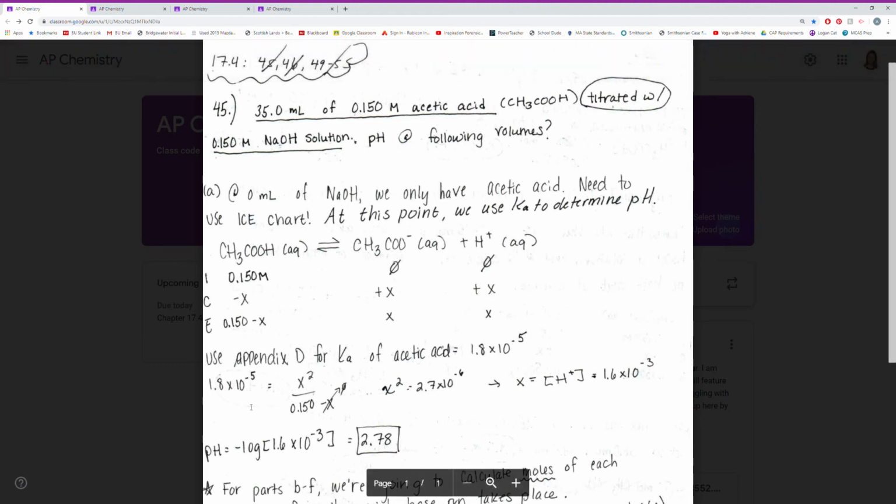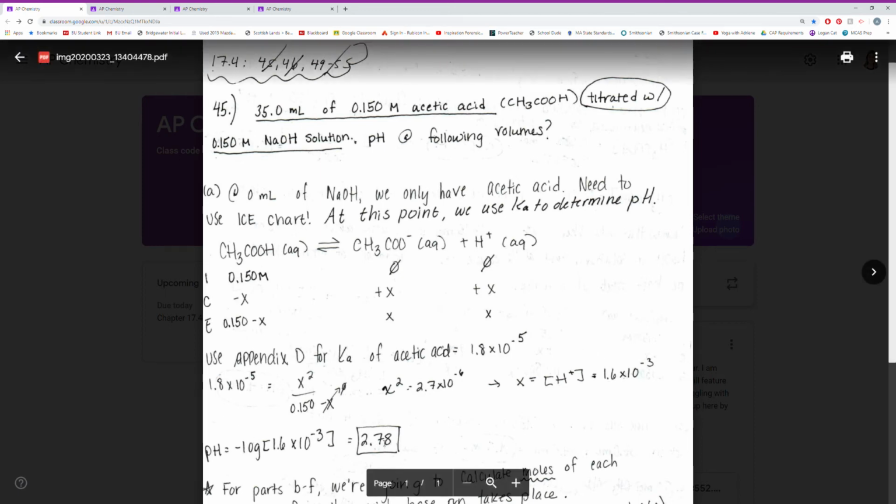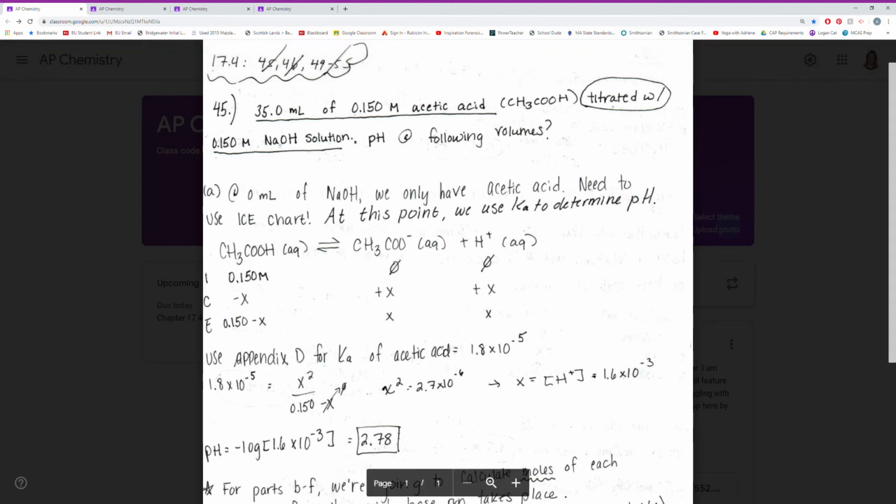And so I just plug into a good old Ka expression, and I can assume that this x is going to go to 0 because it's basically negligible since we have such a small Ka. I solve for x. X is my H+ concentration, and then I take the negative log of this concentration, as you see down here, to get the pH of 2.78.